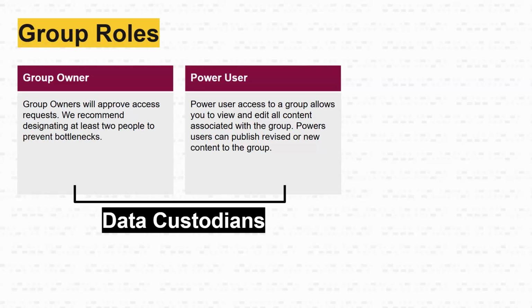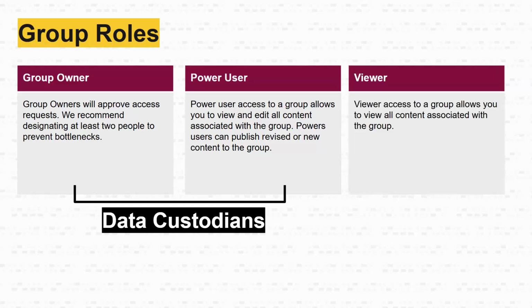The other thing is a power user. So those are the people who are actually manipulating, creating, and publishing content for consumption. So they're creating everything for our viewers. And these two, the group owner and the power users, are what we call data custodians. So they are responsible for the data that they're publishing out, meaning that they have to keep in mind who their end audience is and if they should have access to this data. So they have this role of a data custodian.